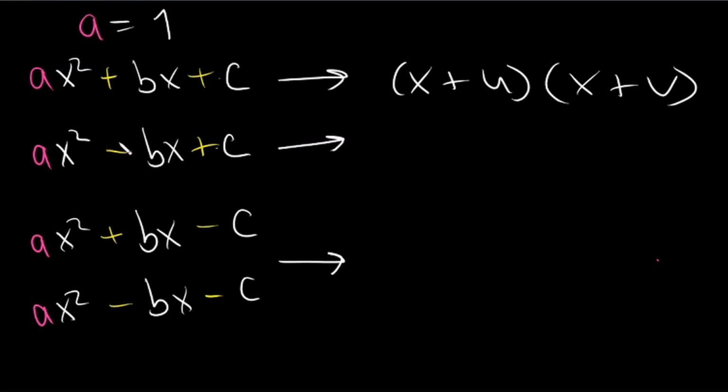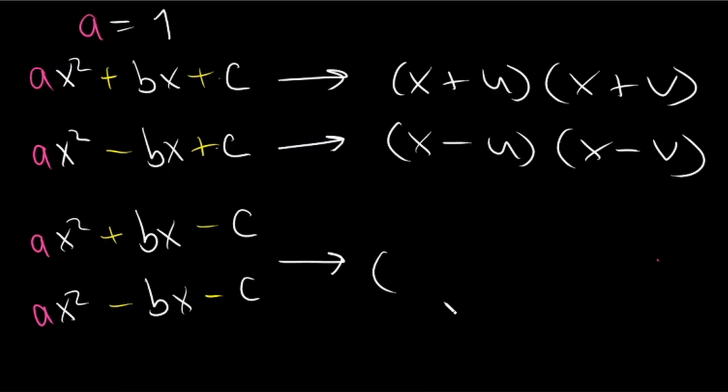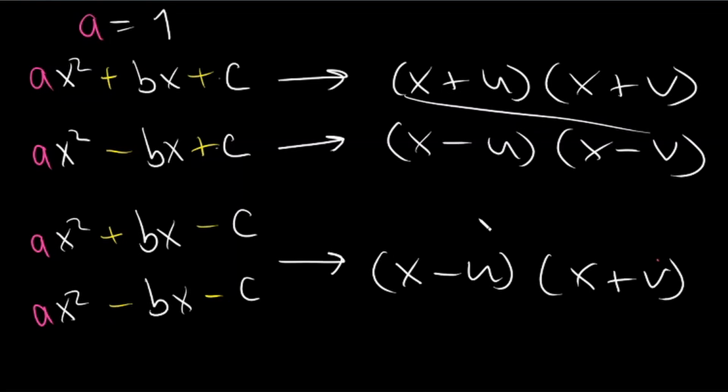If your second term is negative and your third term is positive, it'll factor into two binomials that look like this, where u and v are both negative. If your third term is negative, one of u or v will be negative and one of them will be positive, so you'll have x minus u times x plus v. So you'll have one positive and one negative. In this case, you'll have two negatives, and in this case, you will have two positives.